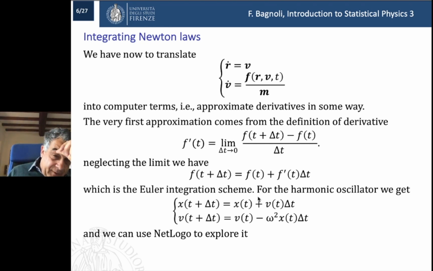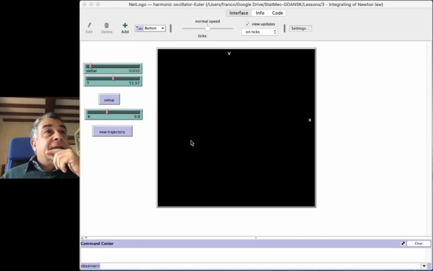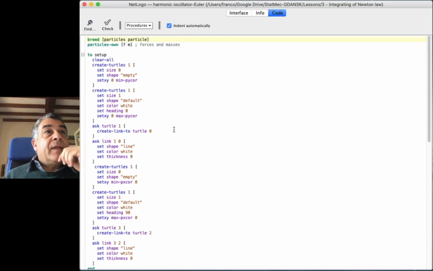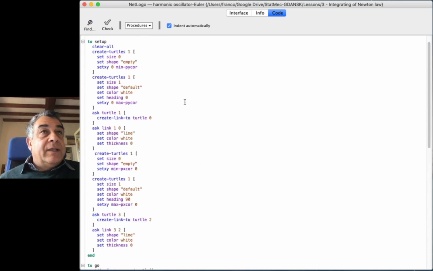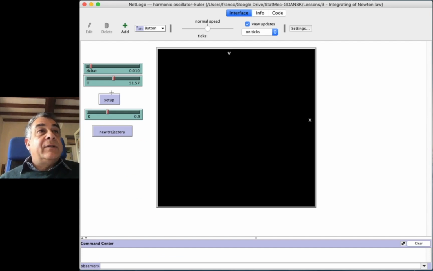And so for the harmonic oscillator, this is what we get. And so we can use NetLogo to explore these things. So let us go to this interface. We shall come back to the code after we have a look at the interface.